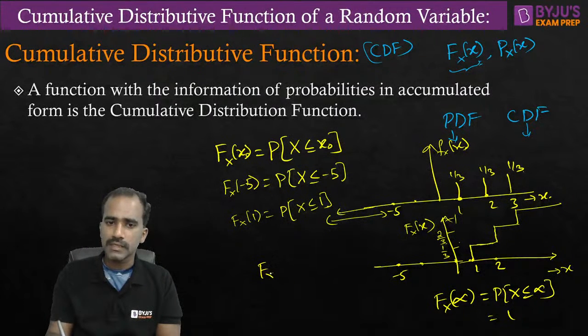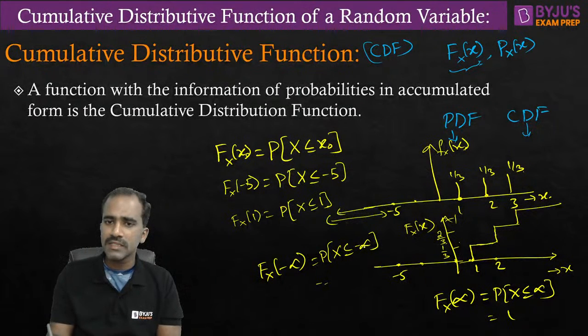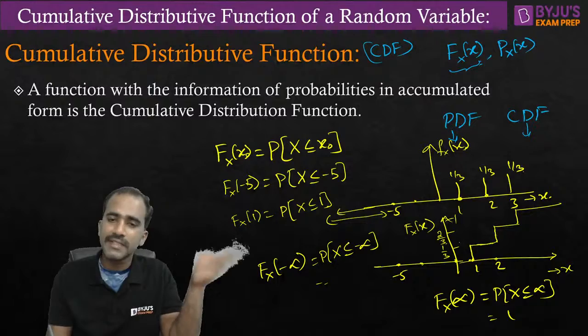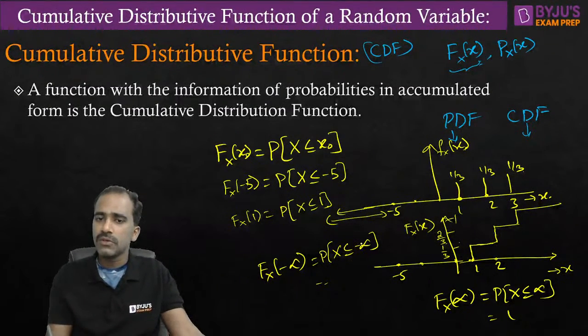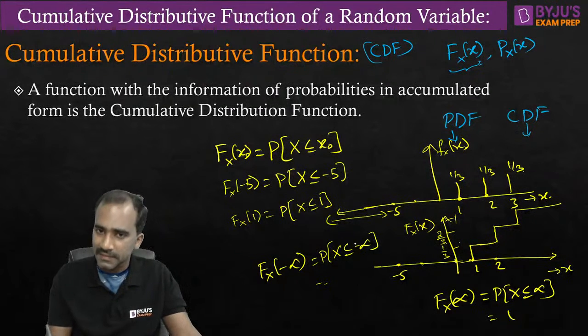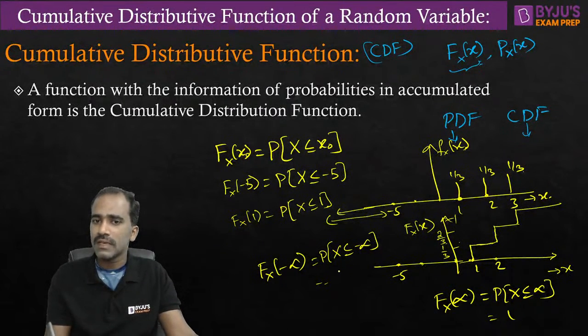And one more thing, let us understand the value of the CDF at minus infinity. Fx of minus infinity means substitute minus infinity here. We are interested in the probability of the random variable taking values less than or equal to minus infinity. There is no value of x less than minus infinity, because minus infinity itself is the last value. So we are interested in only the minus infinity value or less than that. There is no value of x that we are interested in here, so the probability will definitely be 0.